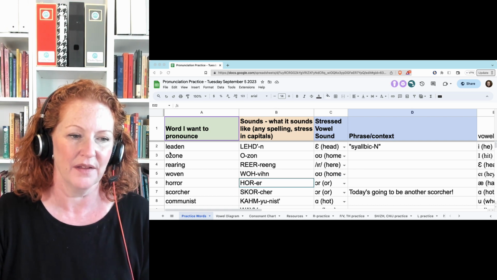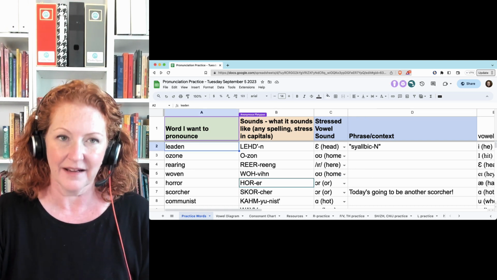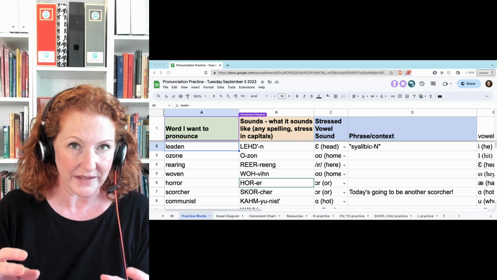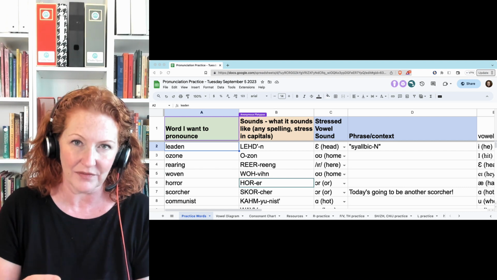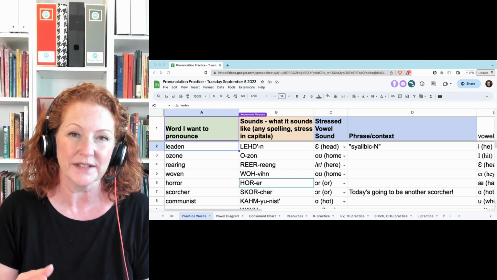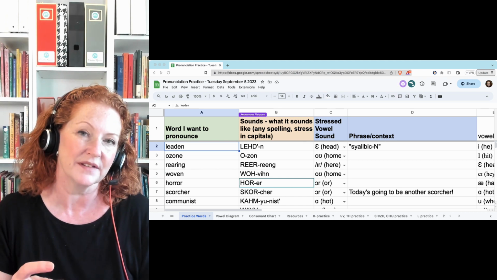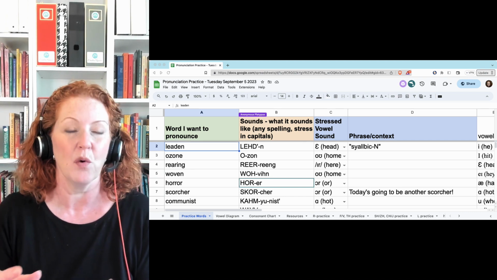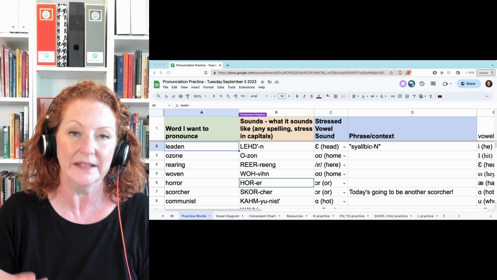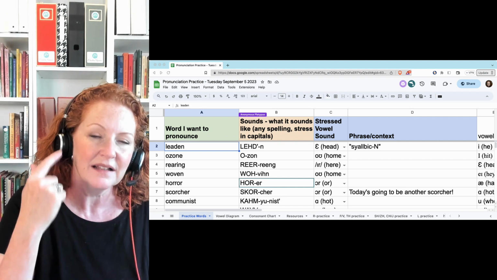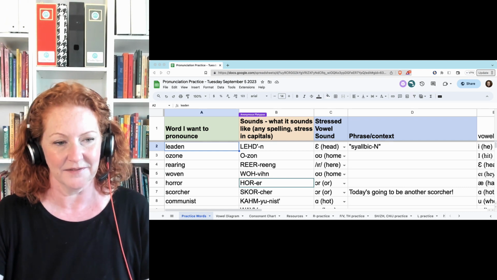So we started with leaden, and this is using a syllabic N, which means the N noise becomes a syllable all by itself. And usually the rule for a syllable is it has to have only one vowel sound. So this is not exactly a vowel, but you are making a sound by itself. N. So your tongue goes up to the D, lead, n, leaden, leaden.